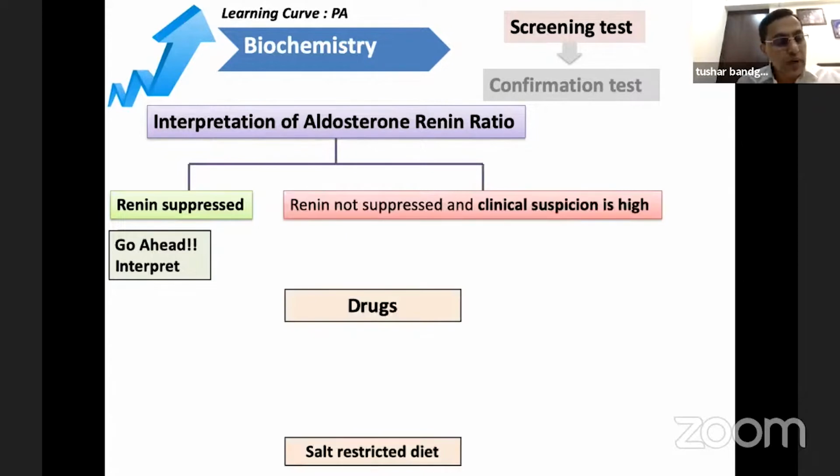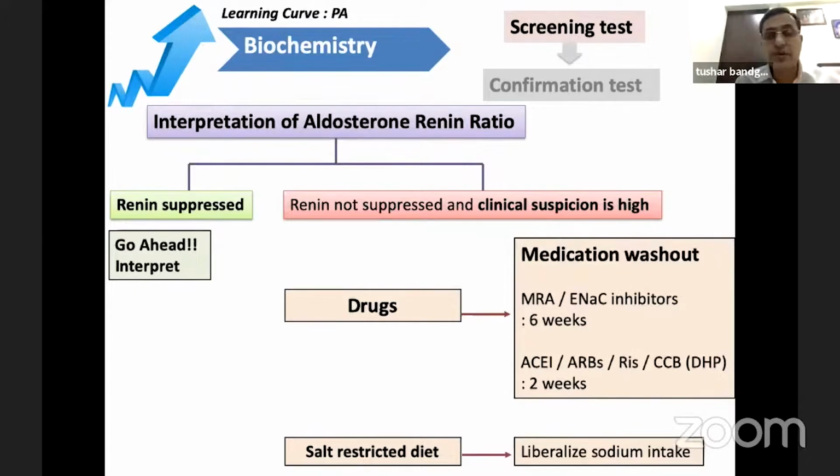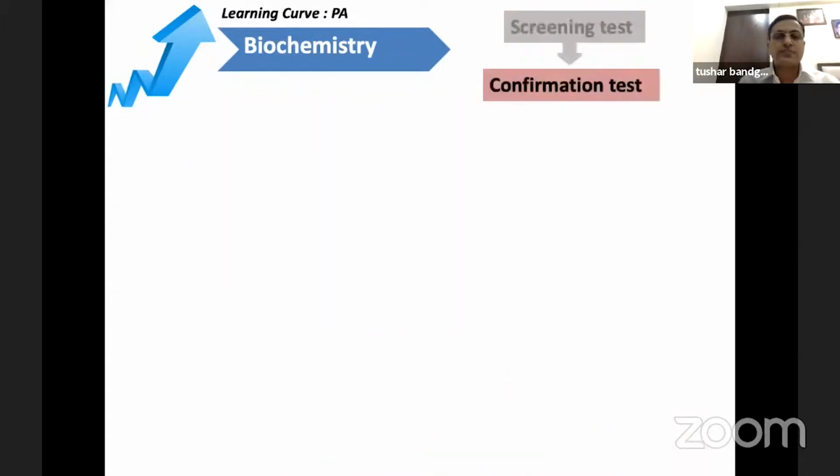But if you are not sure, if the renin is not suppressed, and if you are very clear that the clinical suspicion is very high, then you need to stop the drugs for 6 weeks for MRAs and 2 weeks for ACE inhibitors and ARBs. Definitely liberalizing salt intake further would add on.